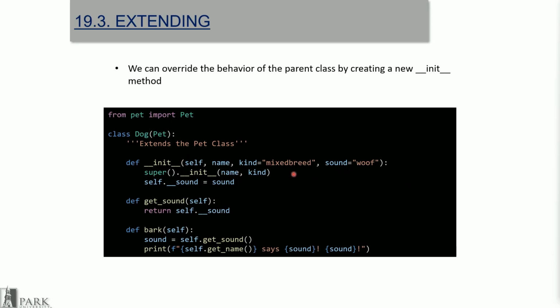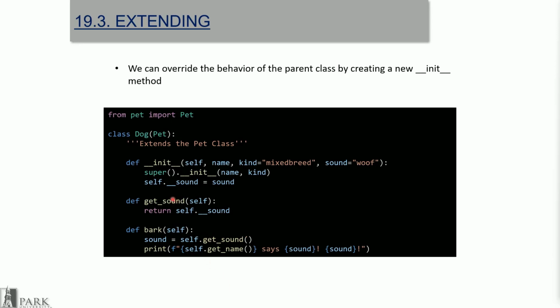It's got a name, it's got the kind, and it's got the sound. But what we're doing is we're passing on the first 2 parameters to the pet class, and then we are setting our sound, which is a new private property, to whatever sound we pass in, right? So now I've got this setter method called setSound, in case I want to change it later. And here I've changed my bark method to get my sound and print off whatever that sound is.